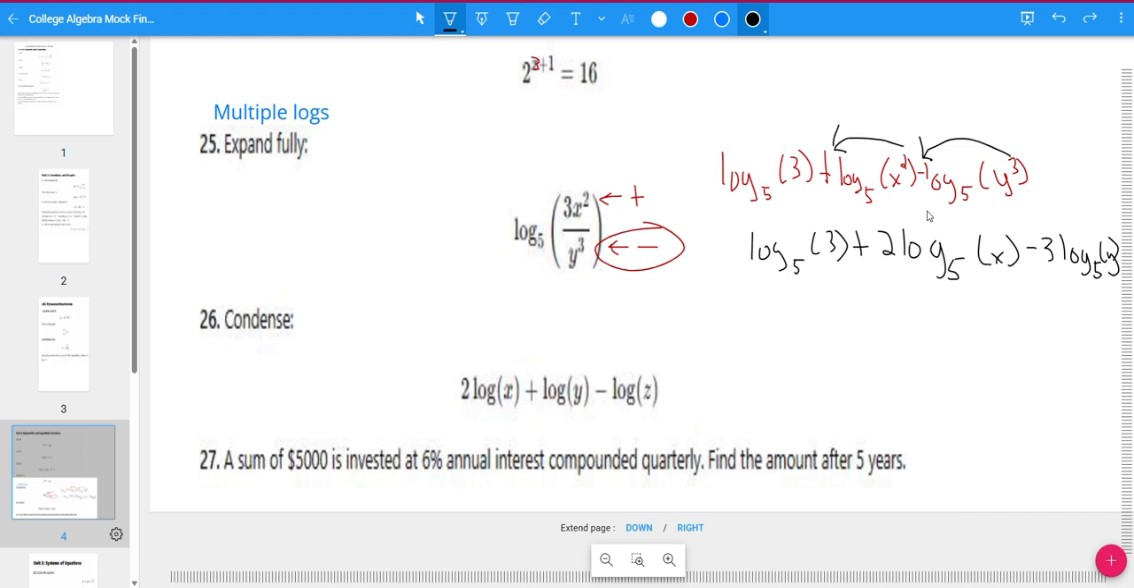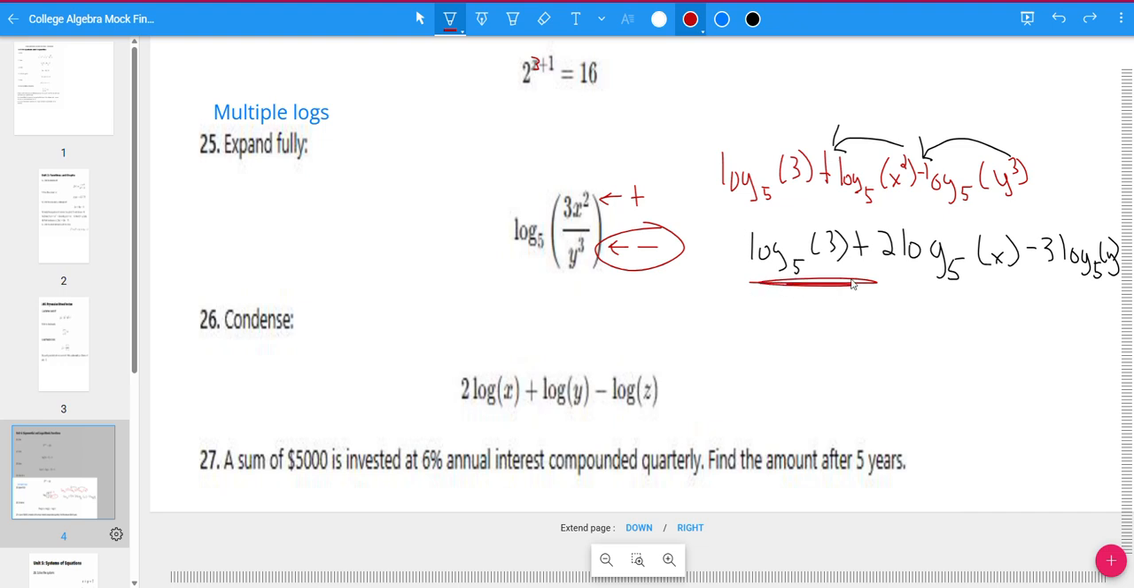Really, multiplication becomes addition. Division becomes subtraction. Or the top becomes plus, the bottom becomes minus, the numerator becomes plus, denominator becomes minus. That's how I remember it in a shorthand way. We break it up to this, and then we further break it apart. The exponent moves to the front.